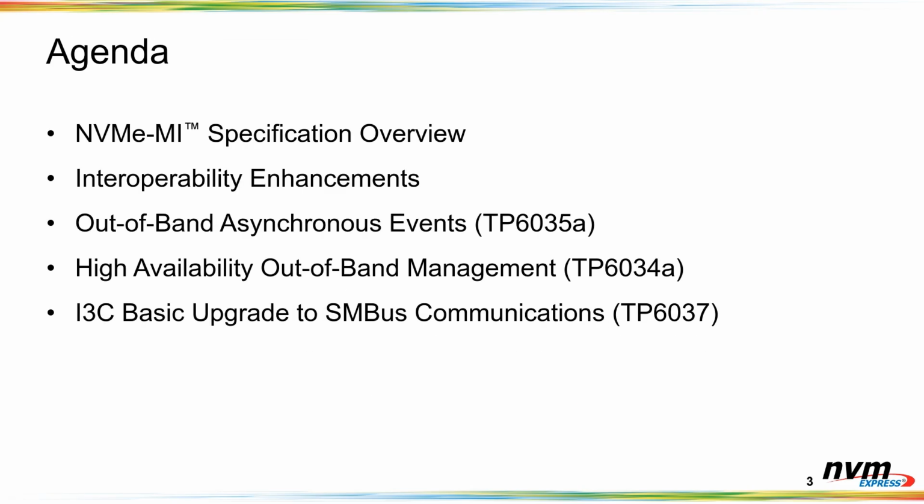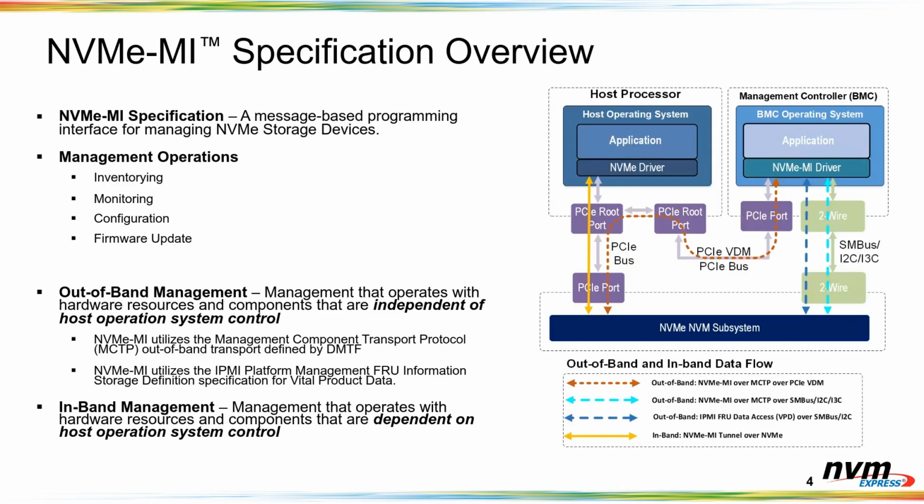So I'll start out with a very brief overview of NVMe-MI, and then we'll jump into the changes we've made in the MI 2.0 spec from the prior revision, which was MI 1.2, and was released back around 3.5 years ago. And then I'll cover a bunch of interoperability enhancements that we made and cover the support we added for asynchronous events. And then I'm going to turn it over to Myron to talk about high availability and I3C basic.